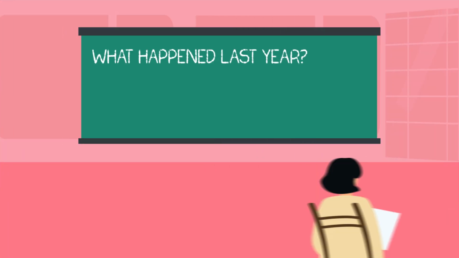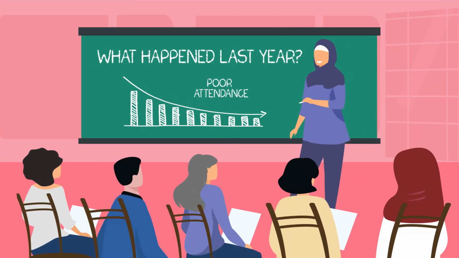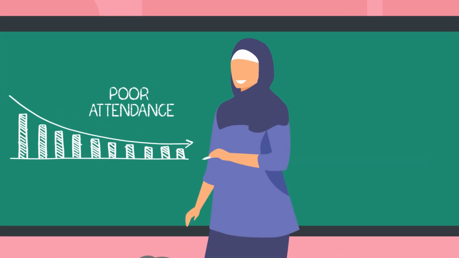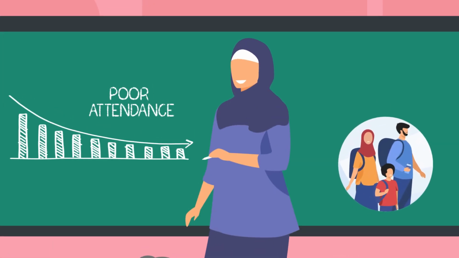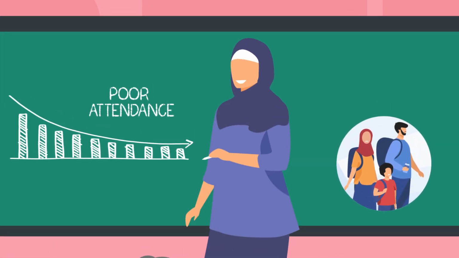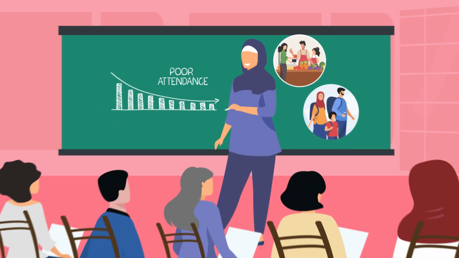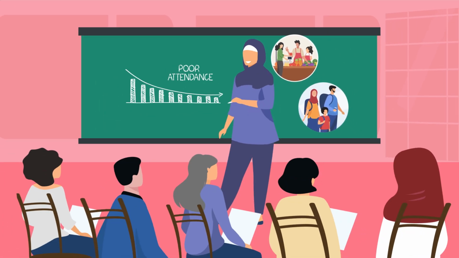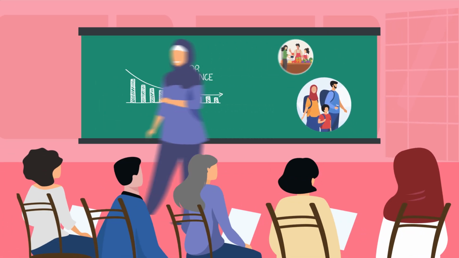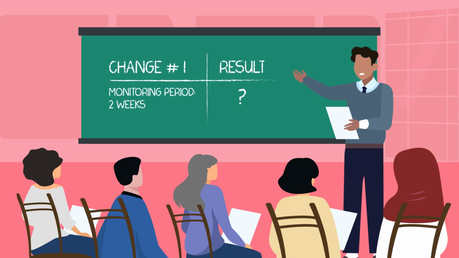The senior management team analyzes attendance for the past year. They notice that groups of migrant children join late in the school year, children whose parents work in the market are made to work instead of coming to school. The senior management team decides to experiment with one small change and monitor what happens as a result.